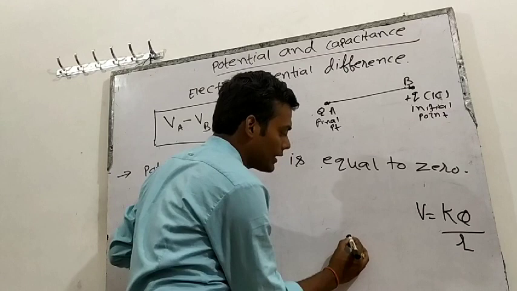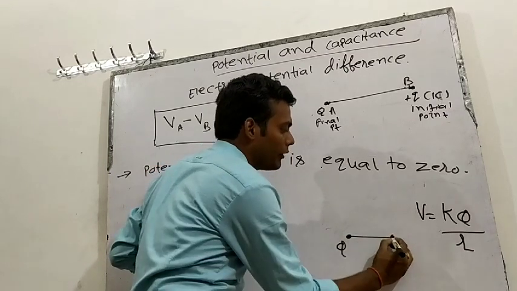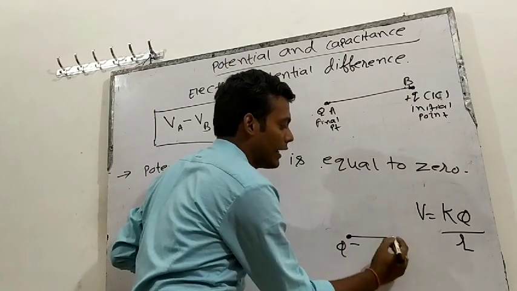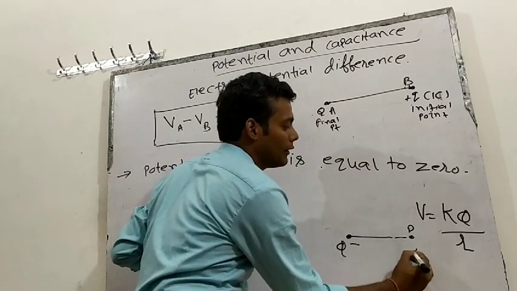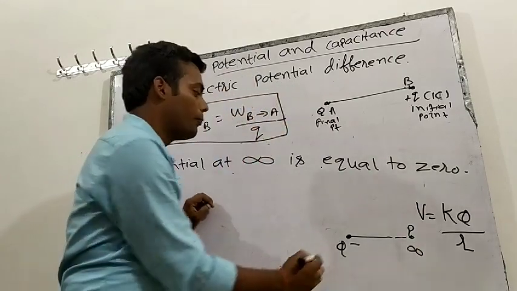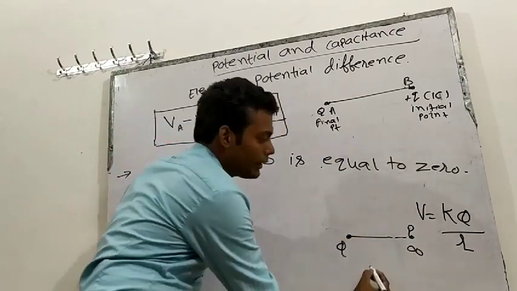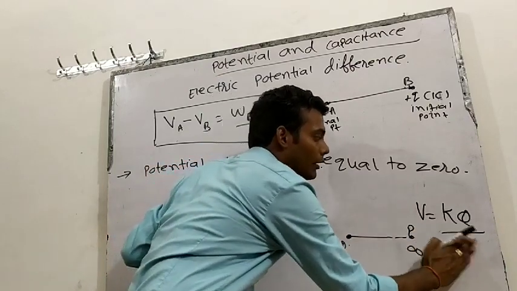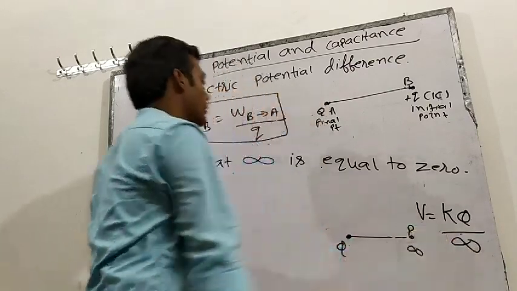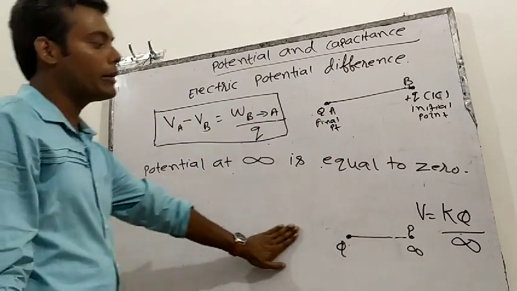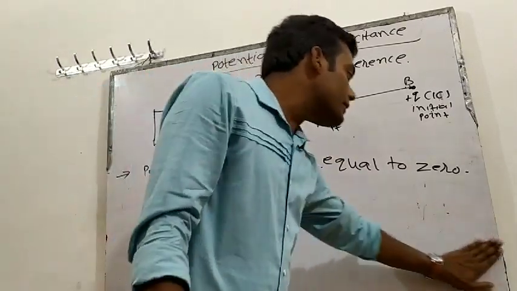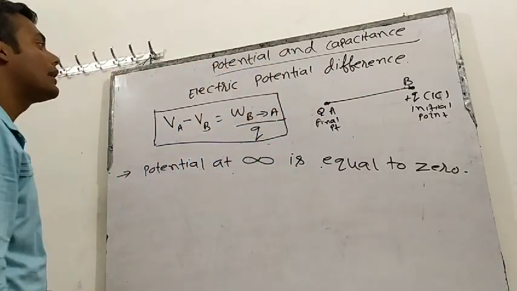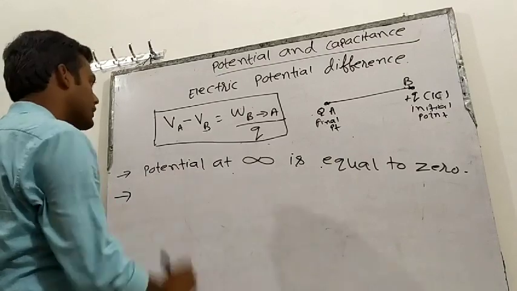What does it mean? Let's say there is a charge q and we want to find the potential at point P, and let's say this point P is at infinity. So the distance is how much? Infinity. So the potential is kq by r, and r is infinity. If r becomes infinity, then the potential will become 0. So if the distance is infinite, the potential will be equal to 0. So write this point.